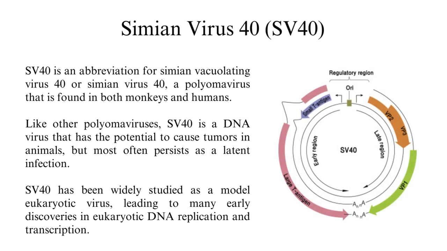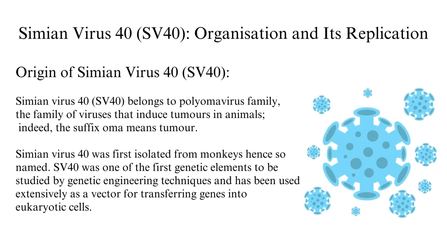Simian virus 40. SV40 is an abbreviation for simian vacuolating virus 40 or simian virus 40, a polyomavirus that is found in both monkeys and humans. Like other polyomaviruses, SV40 is a DNA virus that has the potential to cause tumors in animals, but most often persists as a latent infection. SV40 has been widely studied as a model eukaryotic virus, leading to many early discoveries in eukaryotic DNA replication and transcription. Simian virus 40, organization and its replication.